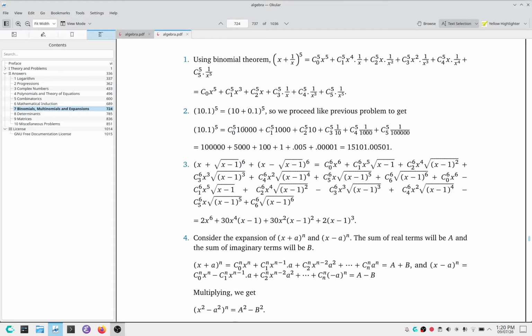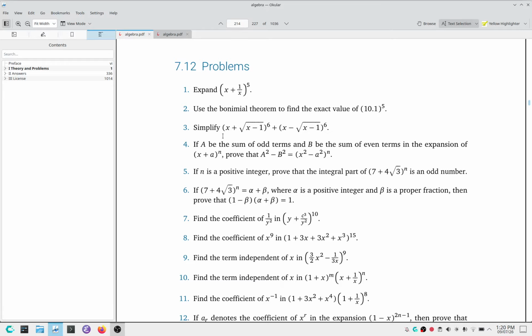So we add this and we finally get this. The sum is wrong actually. It is incorrect. I'll fix this problem. Okay? So 100,000 plus 5,000, so 105,101 plus 0.005001. Yeah. Okay.